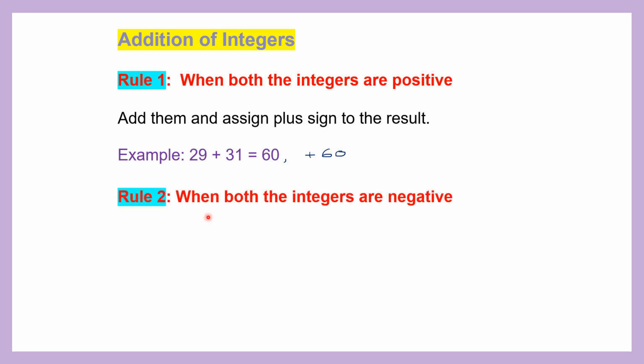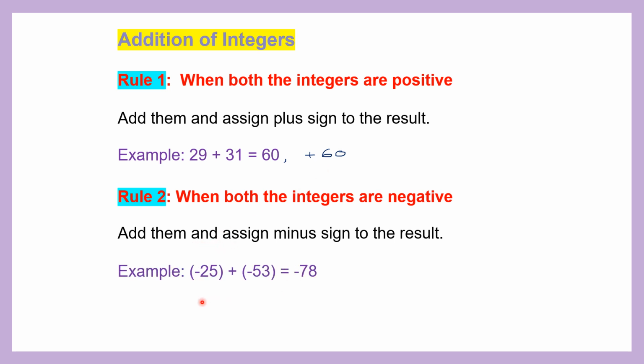Rule 2. When both the integers are negative, what do we do? So add them. Again, when both are negative, we add, and this time we give it a minus sign. Okay, so first one was when both the integers are positive, what do we do? Next one, when both the integers are negative, what do we do? So in both the cases, we have to add. Here, when both are positive, we give it a positive sign. Here, when both are negative, we give it a negative sign.